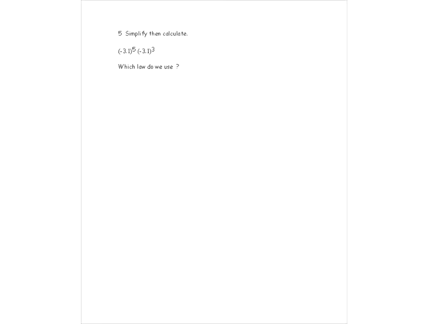For this one, it says simplify and then calculate. So I just wanted to point out the simplify part means use the exponent law, right? So we're going to use the exponent law, which is going to say that we add the exponents when we're multiplying bases. Okay, so we're going to have minus 3.1 to the exponent 8, right?